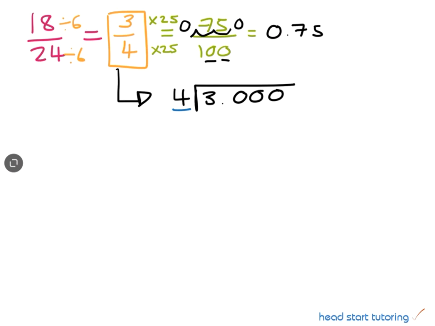So 4 into 3 doesn't go. We bring up our decimal point. 4 into 30 goes 7 times with a remainder of 2. 4 into 20 fits 5 times with nothing left over, so we don't even need that 0 there. So again, we get an answer of 0.75, which is the same as the answer that we got when we got an equivalent fraction out of 100. So you can use either of those methods.